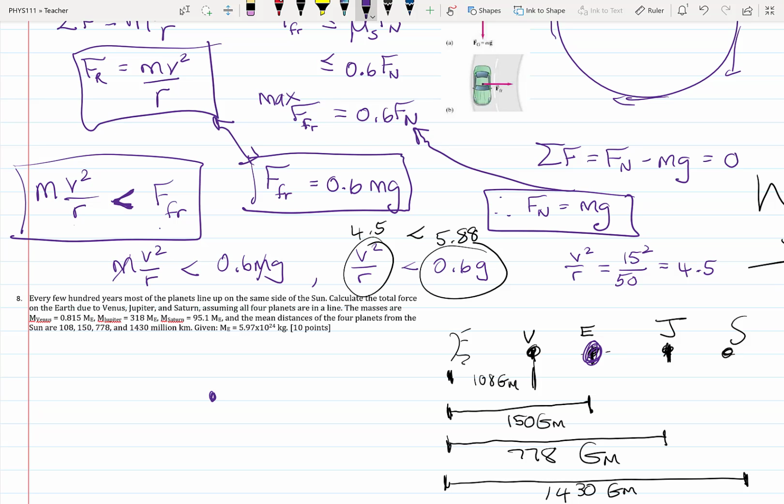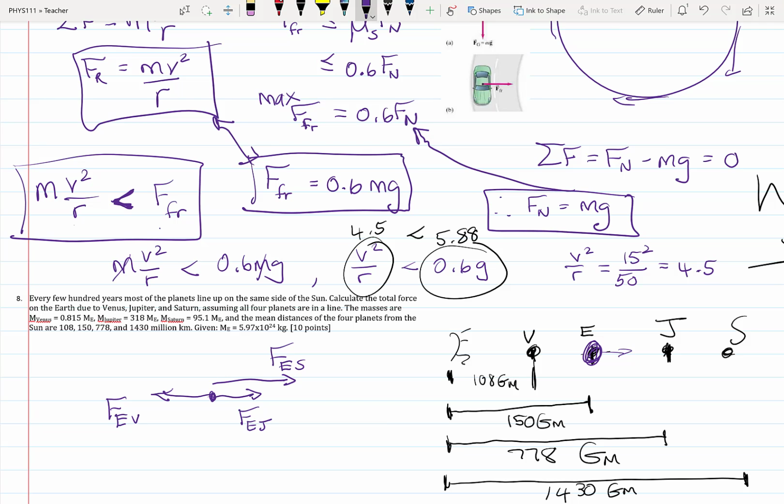Venus is going to pull it which direction? To the left, right? This is going to be the force on Earth due to Venus, to the left. Jupiter is going to pull it to the right. So this is the force on the Earth due to Jupiter. Saturn is also going to pull it to the right, the force on the Earth due to Saturn, and those are all the forces.